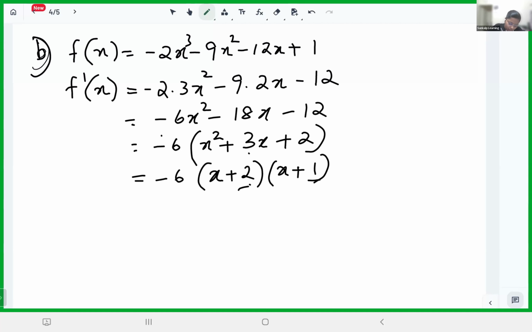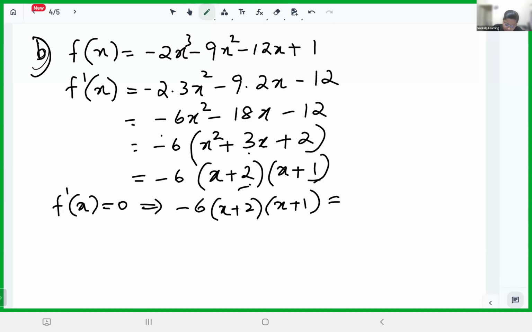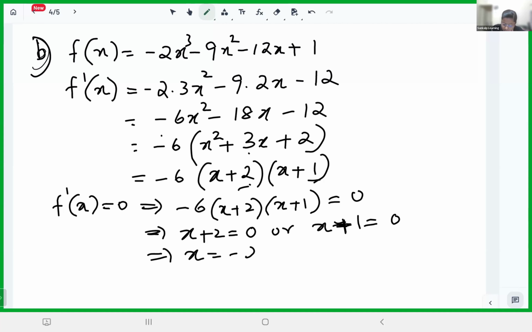Now what you have to do, you have to get the critical points. So put f dash of x is equal to 0. So this implies minus 6 into x plus 2 into x plus 1 is equal to 0, which implies x plus 2 equal to 0 or x plus 1 is equal to 0. So x is equal to minus 2 and x is equal to minus 1. These are the critical points of this particular function, which means the nature of the function changes at the points minus 2 and minus 1.